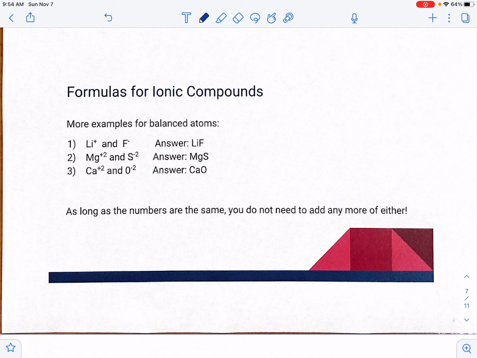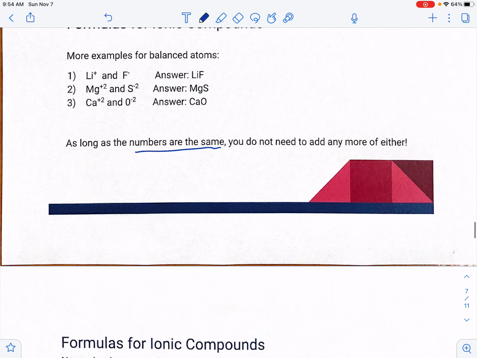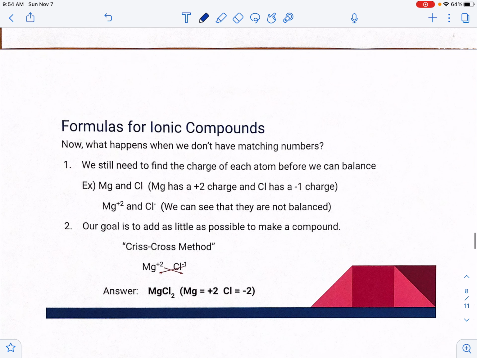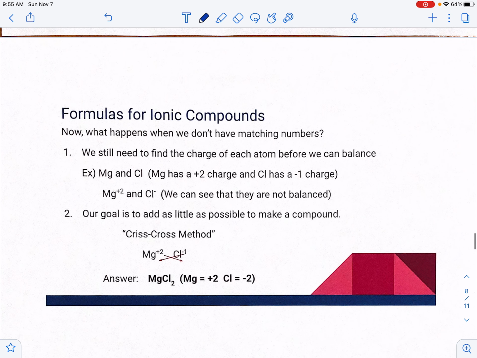So remember, as long as they have the same charge, like basically the same number, you do not need to add any more of either one. Now, what happens when we don't have matching numbers? One, we still need to find the charge of each atom before we can balance. So you're still going to use your periodic table to find the charge of each one.